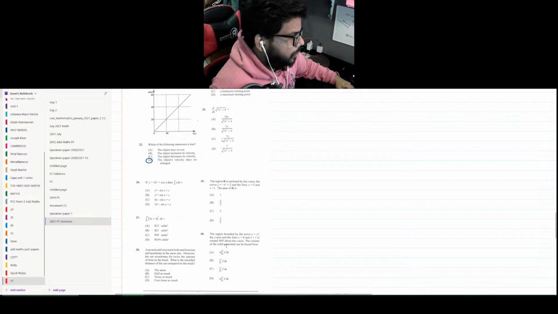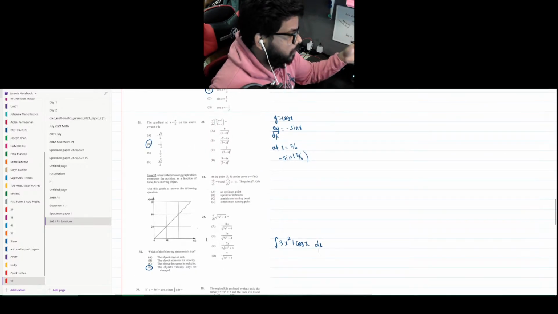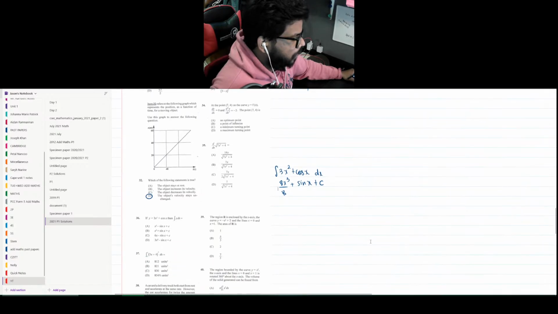If y is equal to that plus that, then the integral of y is the integral of 3x squared plus cosine x. The differential of cosine is sine, so the integral of sine is negative cosine, so the integral of cosine will be positive sine. So we get 3x cubed over 3 plus sine x plus c. So we get x cubed plus sine x plus c. B.